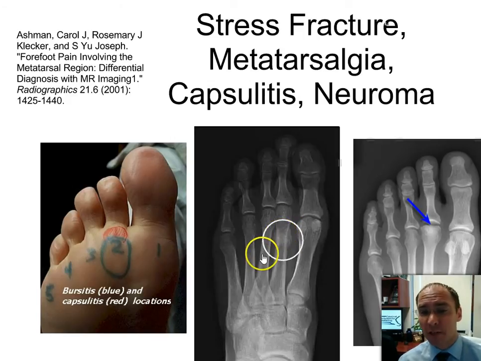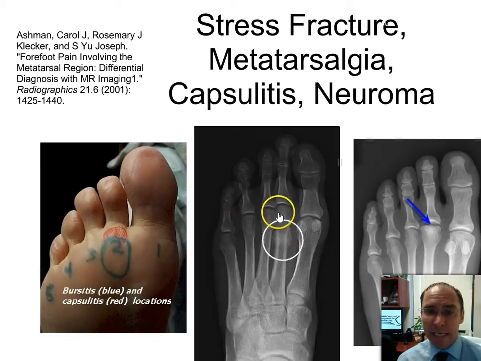Because a lot of times the stress fracture doesn't show up right away on the x-ray, I treat them by immobilizing them in either a walking boot or a walking shoe. The next would be metatarsalgia. The metatarsal is this bone right here. Algia means pain, so a painful metatarsal. It can be painful anywhere, but if it's painful right around here, it may be the bone that's injured.